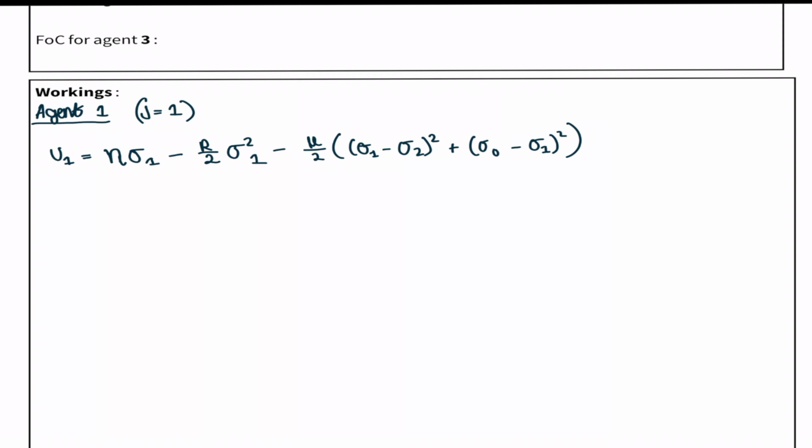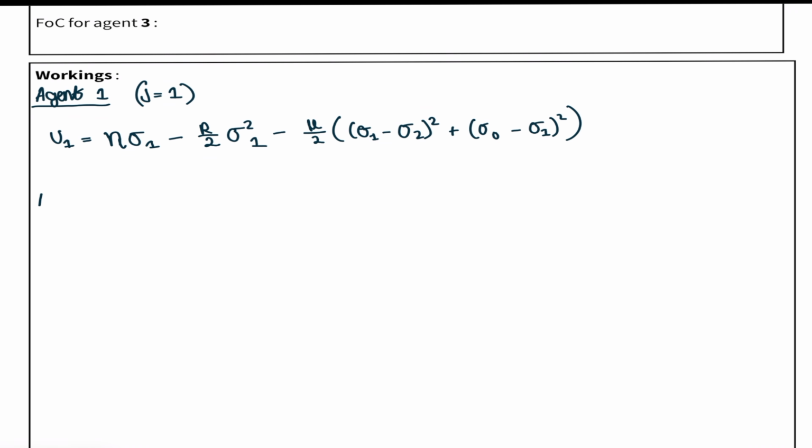To begin this question, I am first going to write down the function for agent 1. In order to do this, we sub in j is equal to 1. This gives us eta sigma 1 minus r over 2 sigma squared 1 minus mu over 2 brackets sigma 1 minus sigma 2 all squared plus sigma 0 minus sigma 1 all squared and close bracket. So this is our utility function for agent 1.